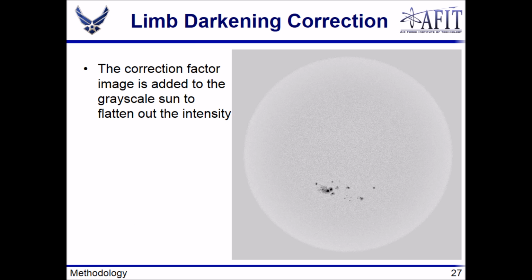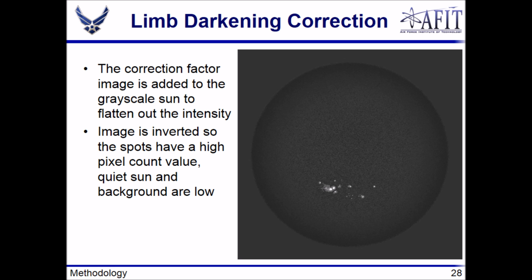All right, so on to slide 27. I take the limb darkening corrected image, and I add that to the gray image, and I end up with something that gives us a pretty nice flat sun. And then the next step is I invert that so that all of the pixels that are associated with the sunspot regions have high intensity or high pixel count values. You can see them there in white on slide 28.